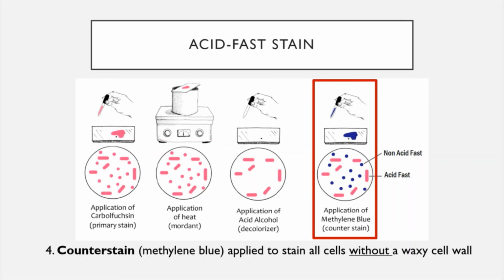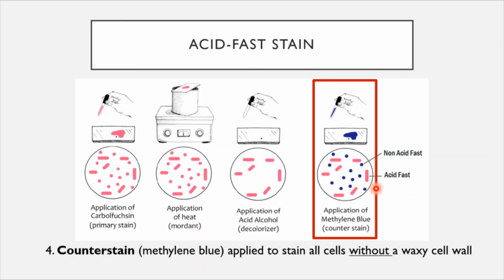Finally, in the last step, a counterstain is applied, and this counterstain is usually methylene blue. It is taken up by cells that lost their color in step 3, that is, the cells that lack a waxy cell wall. At the end of it all, you would expect cells with a waxy cell wall, which we call acid-fast cells because their color stands up in the presence of acid alcohol decolorization.